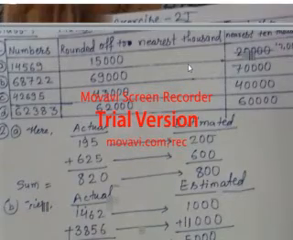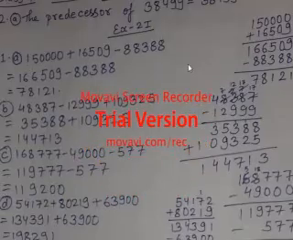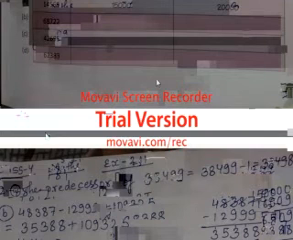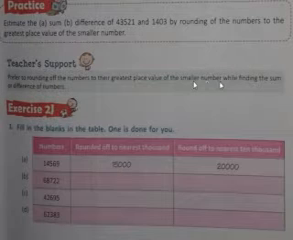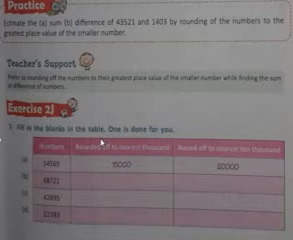Now I had solved exercise 2J, which is just below this practice section. In the teacher support, it has been written to round off the numbers to the greatest place value of the smaller number while finding the sum or difference of numbers. We have seen examples, and while doing the exercise we will watch it too. Now, the first question says to fill in the blanks in the table. One is done for you.